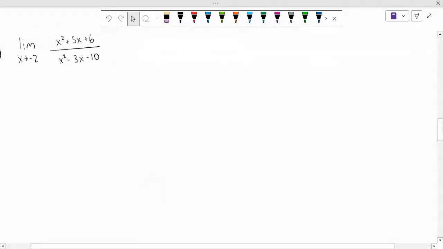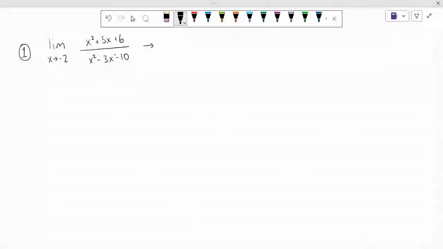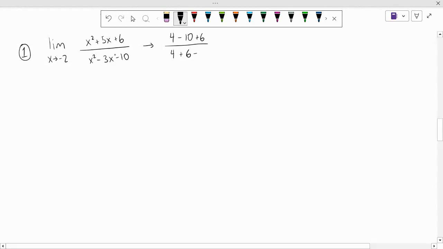So if you try to plug in -2 for x, in the numerator, you're going to get -2 squared is 4. 5 times -2 is -10 plus 6. And then in the denominator, -2 squared is 4. -3 times -2 is plus 6. And you got the -10. Okay. So in this case, you do get this kind of 0 over 0 situation.